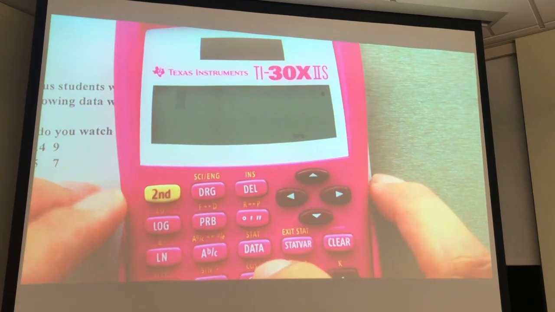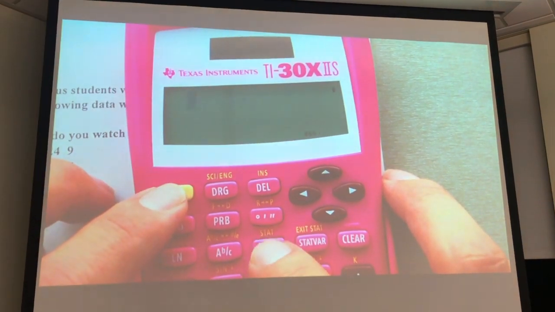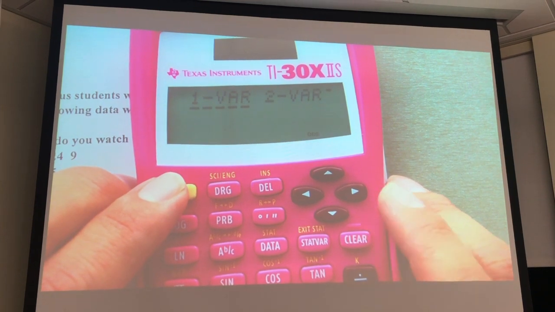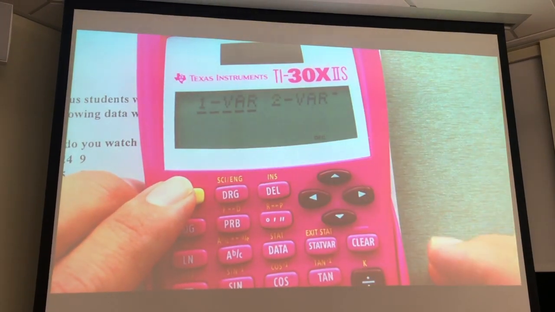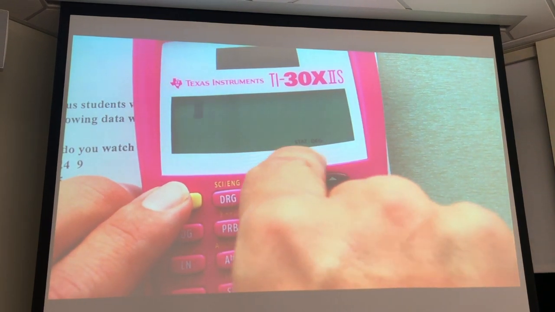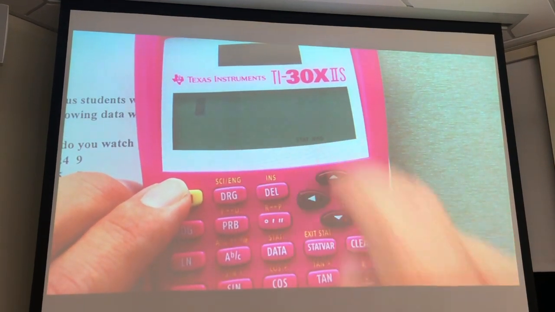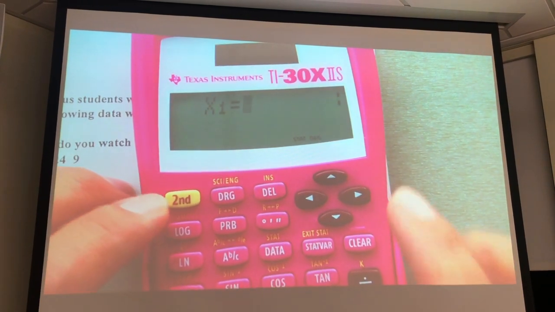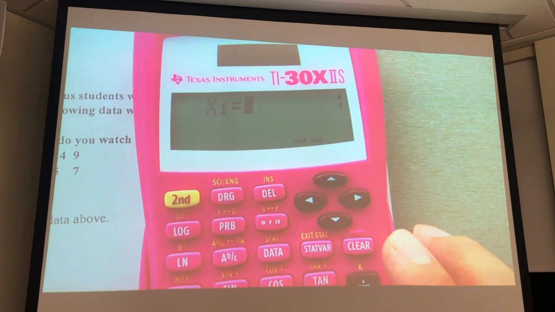So you're going to hit second data, which is stat, and one var. We're going to do one variable statistics. We're only dealing with one variable. So hit enter. Now what that did was turn on statistics on our calculator. Okay? So now we want to enter in our data. We're going to click data. It's going to give us x1. That's our first data value.